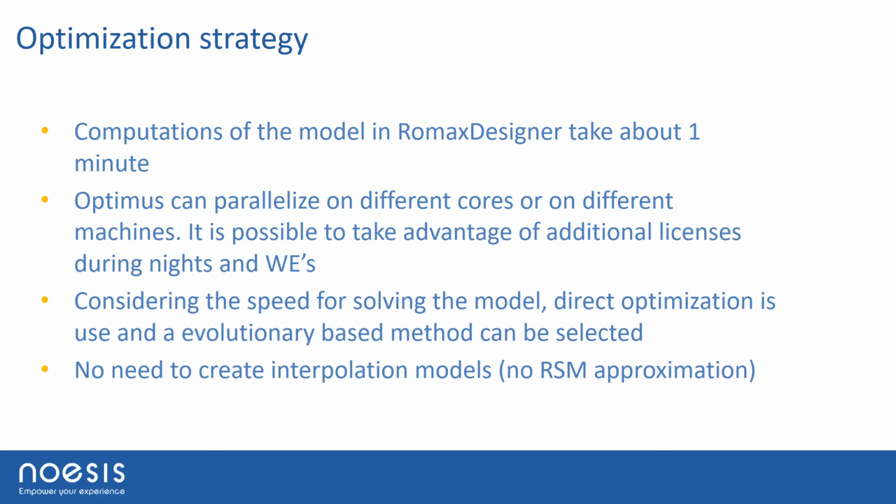Since here it goes very quick to solve the model, we'll do a direct optimization on the model, and we'll use an evolutionary based method. So we won't be building any response surface method for now. I will show you in a minute what we mean by response surface model approximation. It's basically computing trend lines.